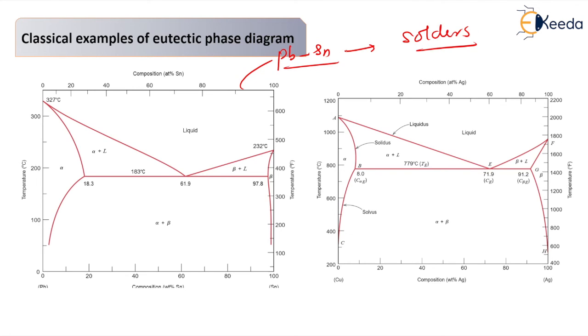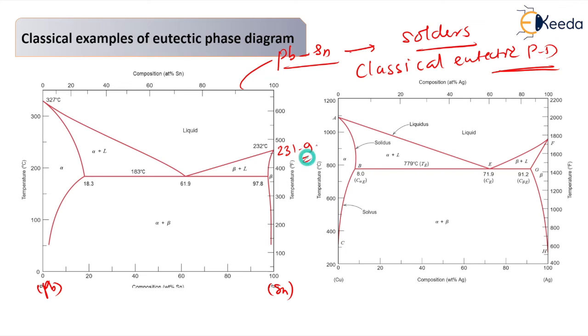So this is actually, dear students, the classical eutectic phase diagram. See, this is lead and tin. This is the lead here at left and the tin at the right. The melting point of the lead is 327 degrees centigrade, whereas tin is 231.9, isn't it? That is shown here as 232.